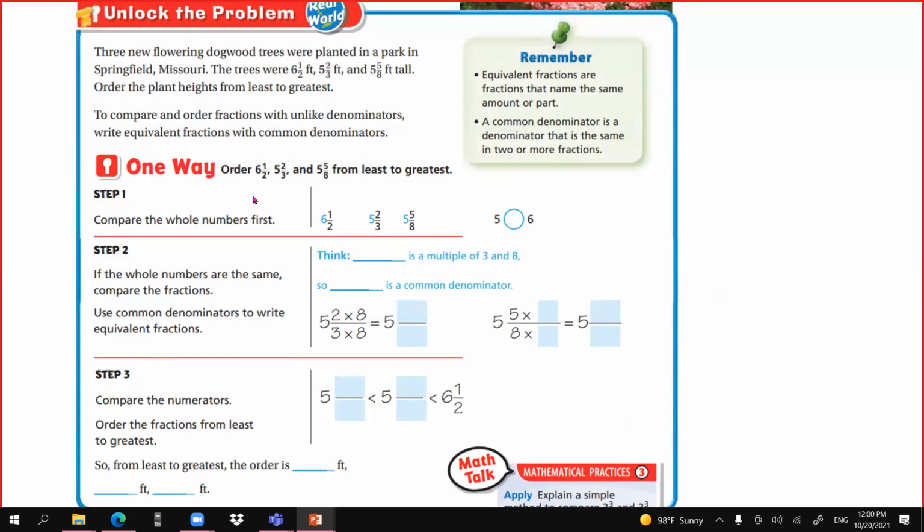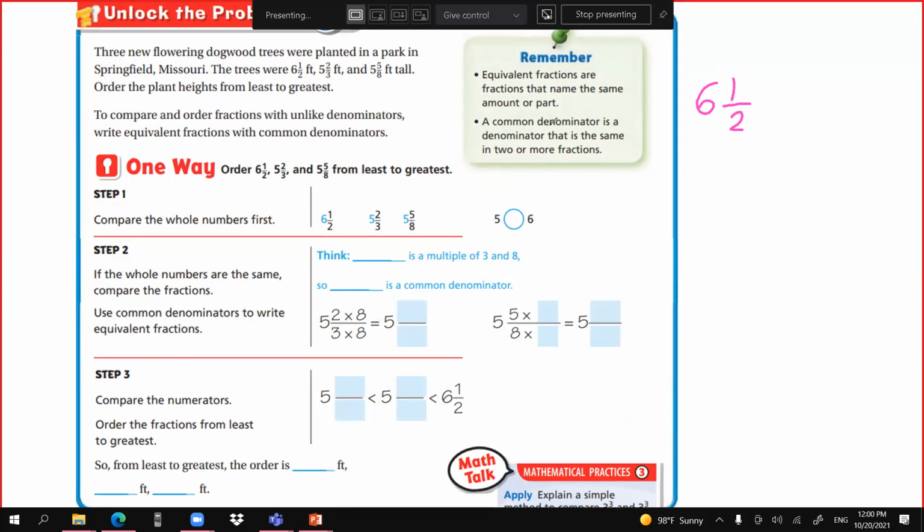Now, the new flowering dogwood trees were planted in a park of Springfield. The trees were 6.5 feet, 5 and 2 over 3 feet, and 5 and 5 over 8 feet tall. Order the plant heights from least to greatest. Now, what do we have here? 6.5, 5 and 2 over 3, 5 and 5 over 8. I want to compare between them or order them.